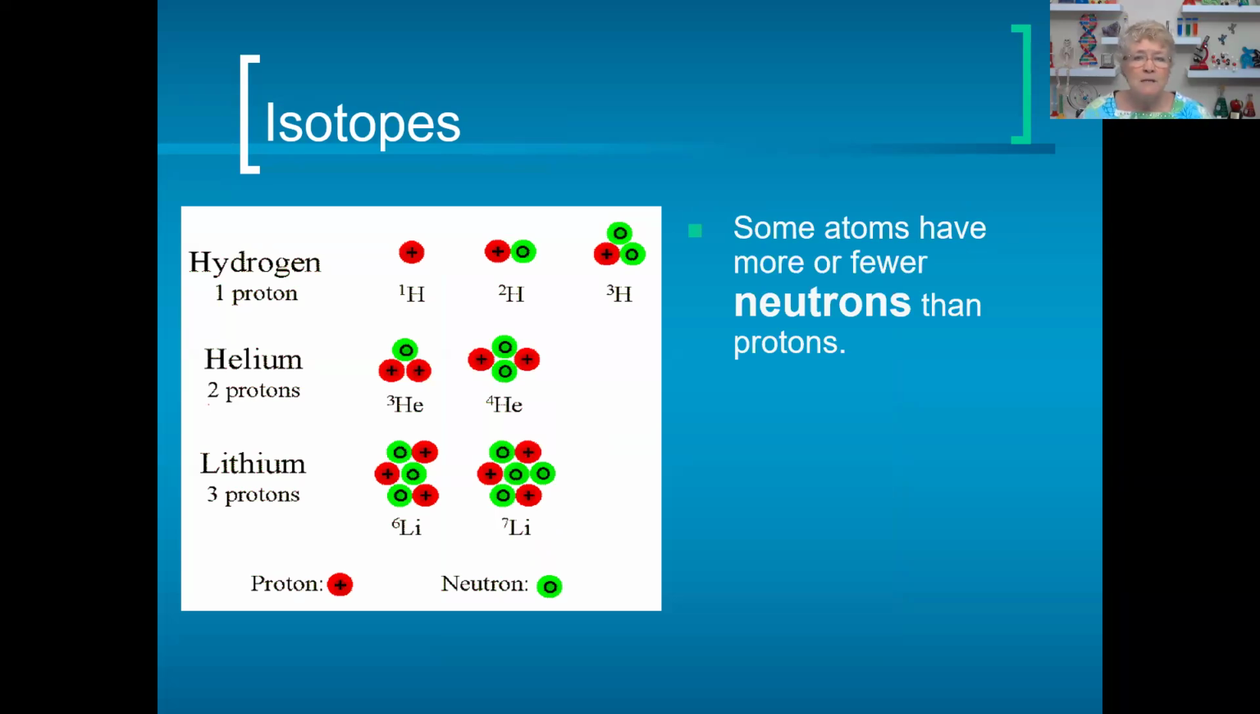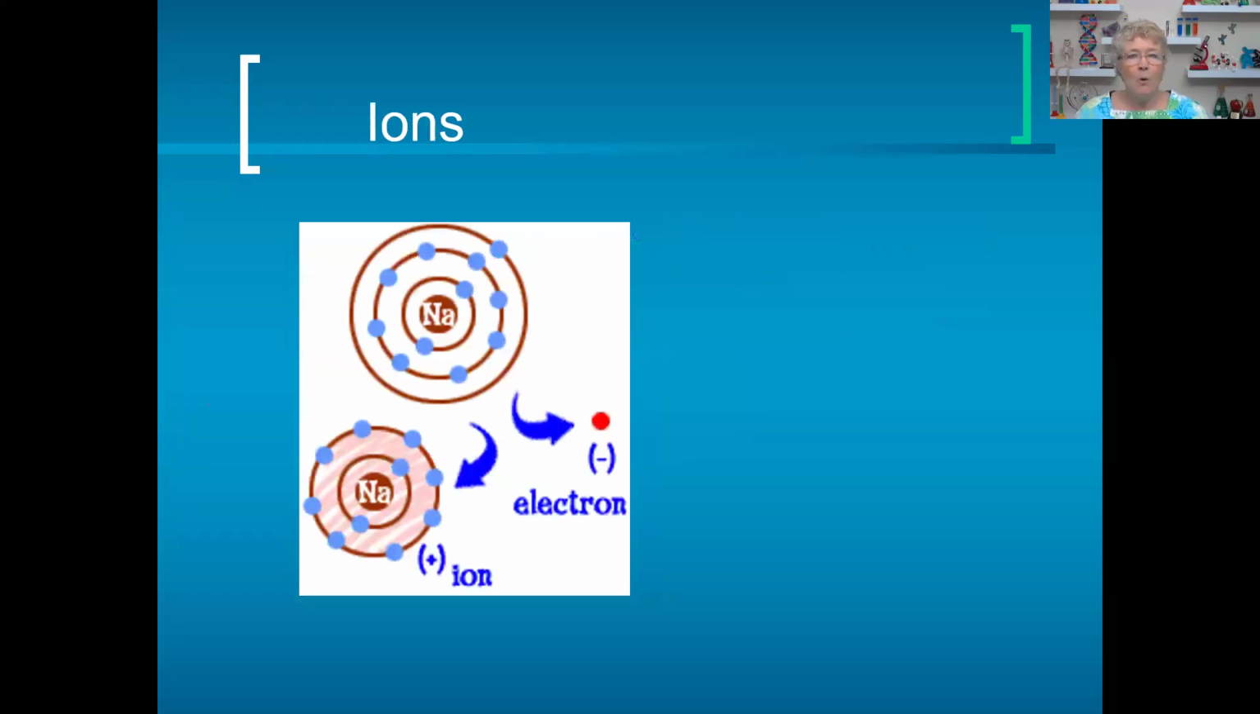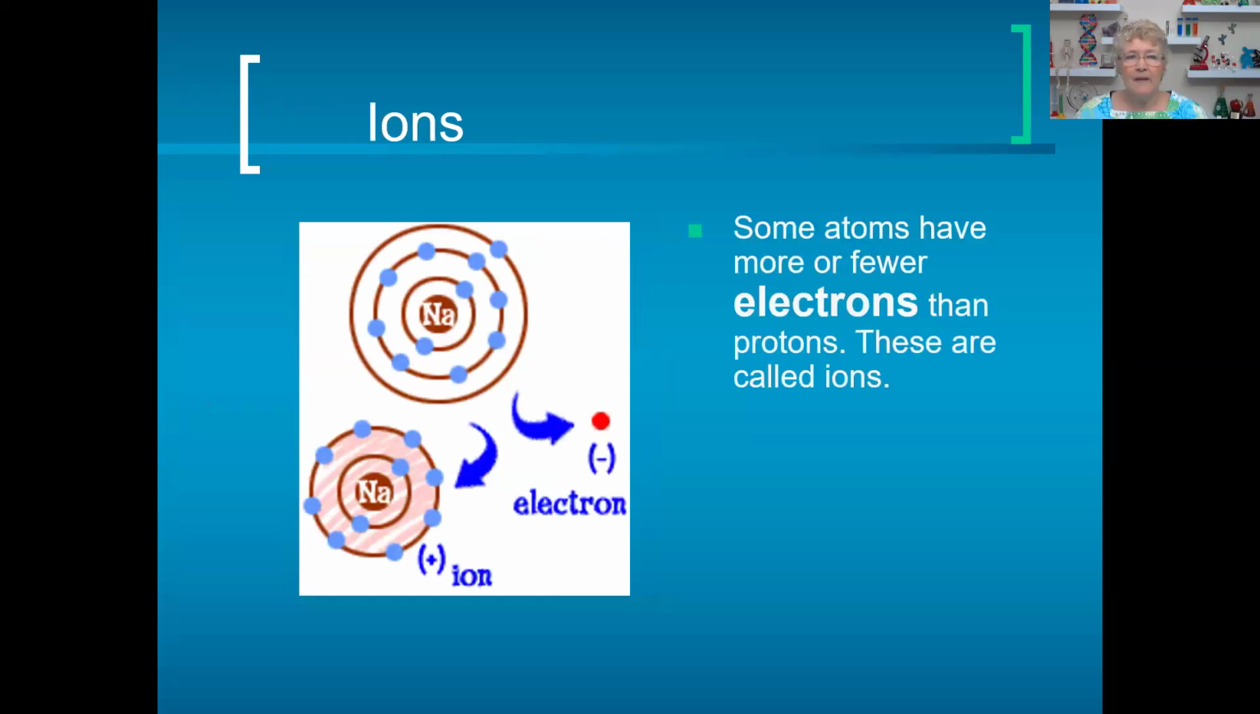Now, most atoms have the same number, but some don't. Some atoms have more or fewer neutrons than protons. Those are called isotopes. They're still called atoms, but really they're more variants of the atom. They're just the atom with another proton, or another neutron, or one less neutron. So some atoms have more or fewer electrons than protons, and those are called ions.